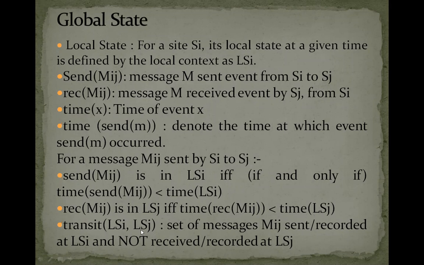And because we also have to take care of the transit state, meaning the messages which are under communication on the channel, transit LSI LSJ is also a state, which shows the state of the channel. It is a set of messages MIJ which are sent and recorded at the local state I, and are not received and not recorded at LSJ, the other process.